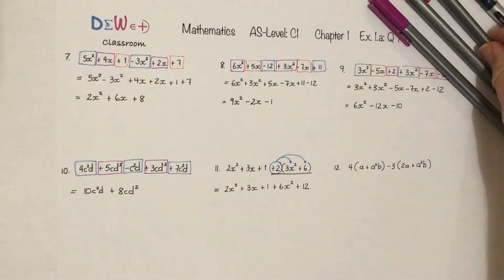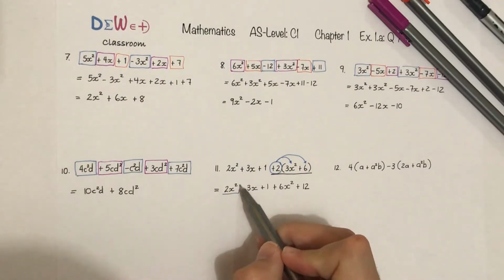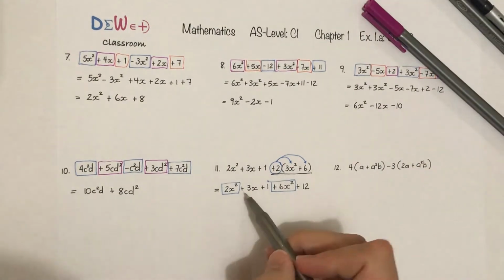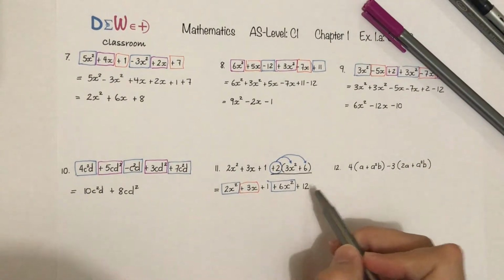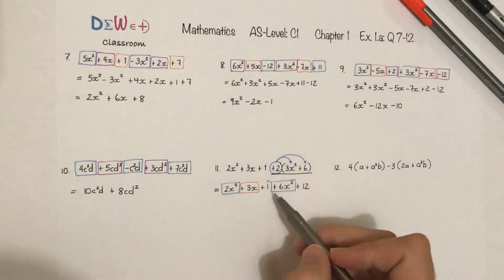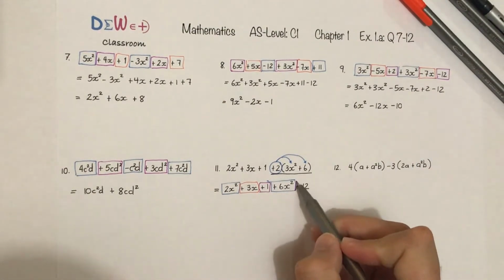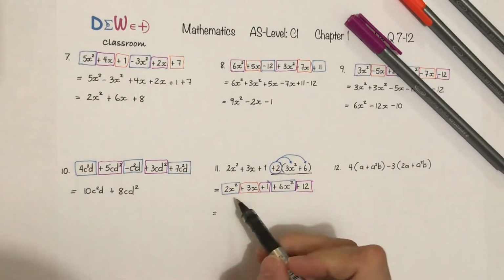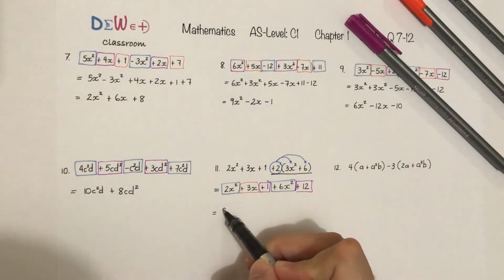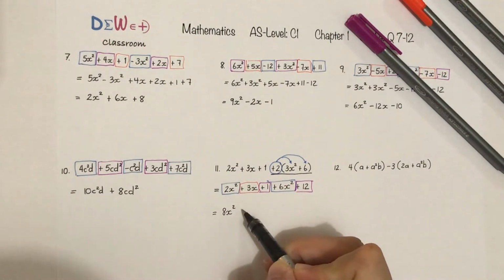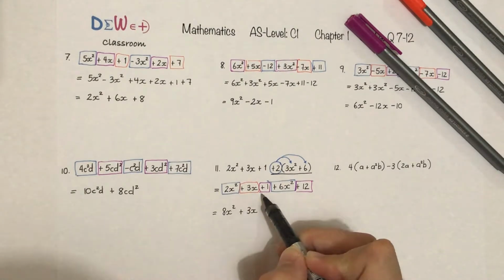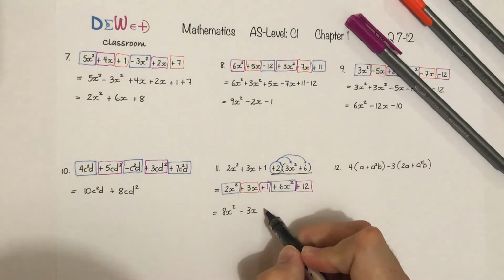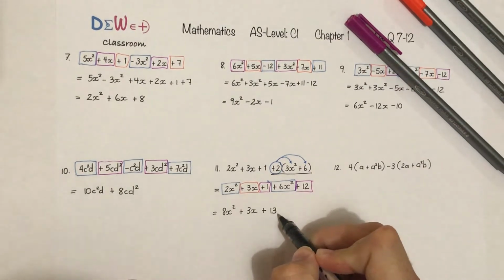Now we can identify the like terms. So we have 2x squared and a plus 6x squared. We have a plus 3x, and we have a plus 1 and a plus 12. And now, just like the previous ones, we simply add and subtract. So 2x squared plus 6x squared will give you 8x squared plus 3x. There is only one term with x in it, and then plus 1 plus 12, resulting in plus 13.